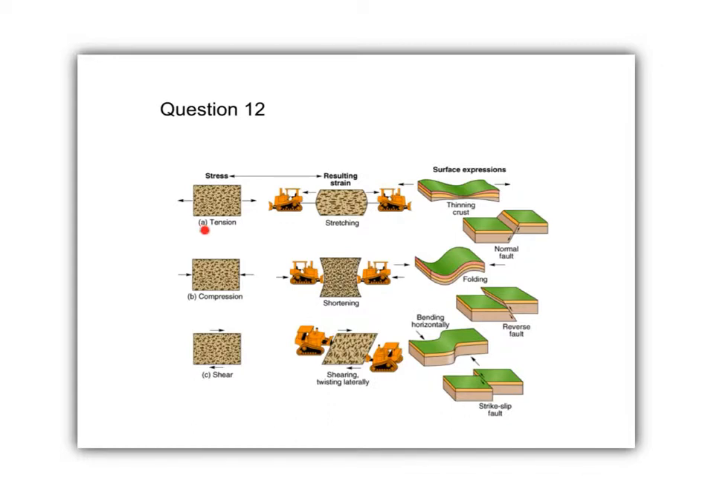When you pull something, you create tension. You're pulling apart, you're stretching it. All right. When you're compressing, just the opposite. You're pushing in, you're shortening it, you're compressing it. Okay. And these are a couple examples. Tensional stress causes a normal fault, and compressional stress causes a reverse fault.